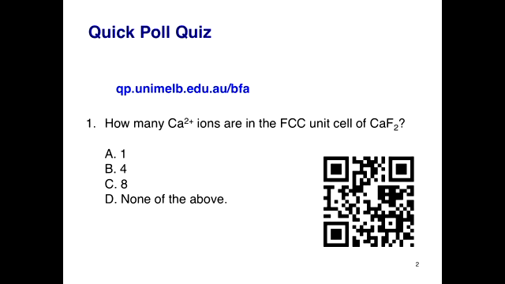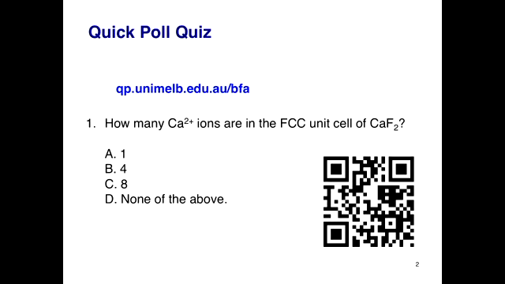Okay, let's see how people voted. We had 31 respondents, a few more late voters, 38 responses, and the most popular one is B. So how many calcium ions are in the face-centered cubic unit cell? The calcium ions are at the corners of the unit cell. If we have an atom at the corner, then 1/8 of its volume is inside that unit cell. 8 times an eighth is 1.